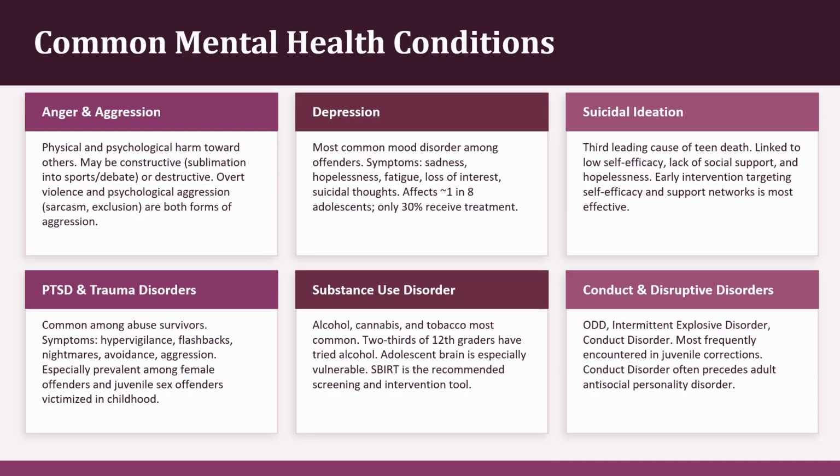Now let's look at the specific mental health conditions most commonly encountered among juvenile offenders. These are the conditions that treatment programs are specifically designed to address. Anger and aggression are so visible in this population that we begin there. Anger itself is a normal response to frustration. The problem is what the youth do with it.